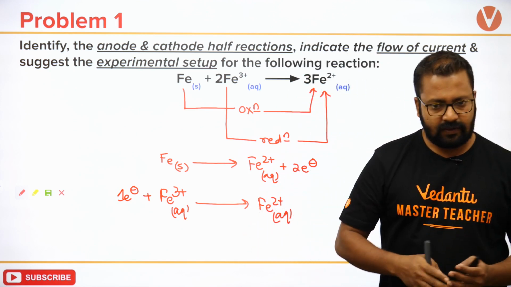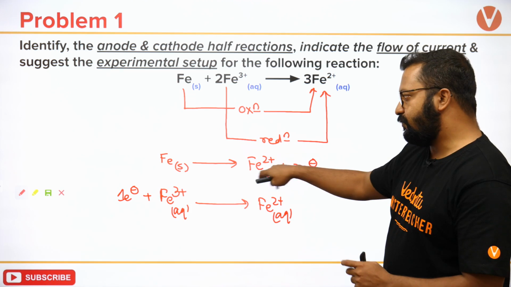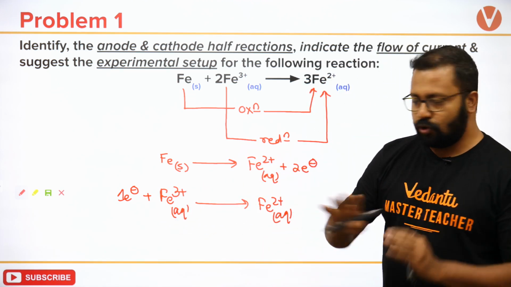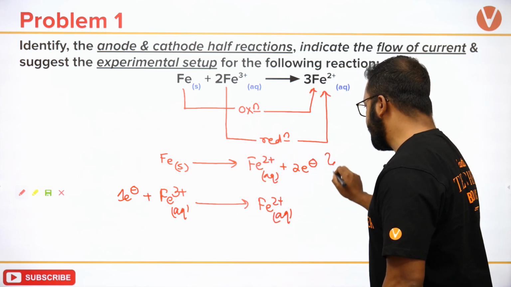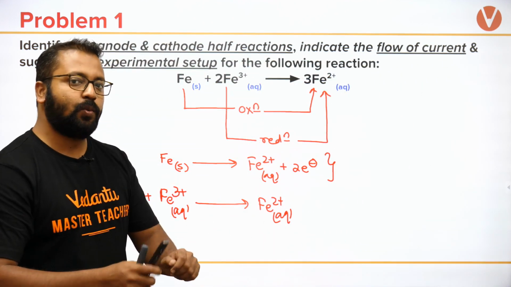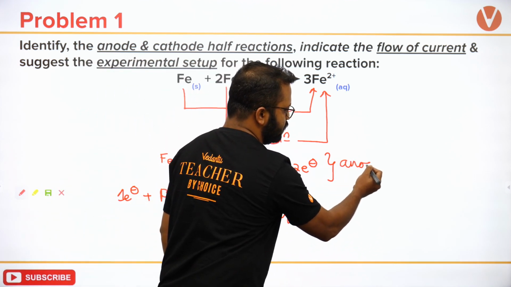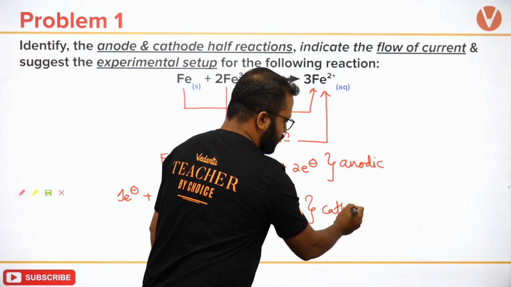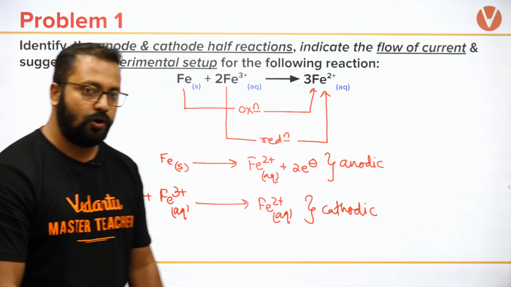Can you see? Please tell me. I can write this very easily. Fe is converting into Fe2+ and Fe3+ is getting converted into Fe2+. Both of them are getting converted into Fe2+. This is oxidation. So can I say what is anode? The anode is where oxidation takes place. The cathode is where reduction takes place. So this will be the anodic reaction and this will be the cathodic reaction. What would the overall reaction look like?